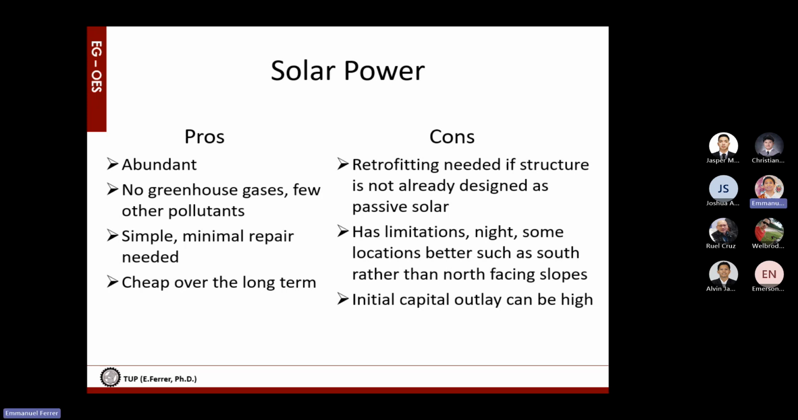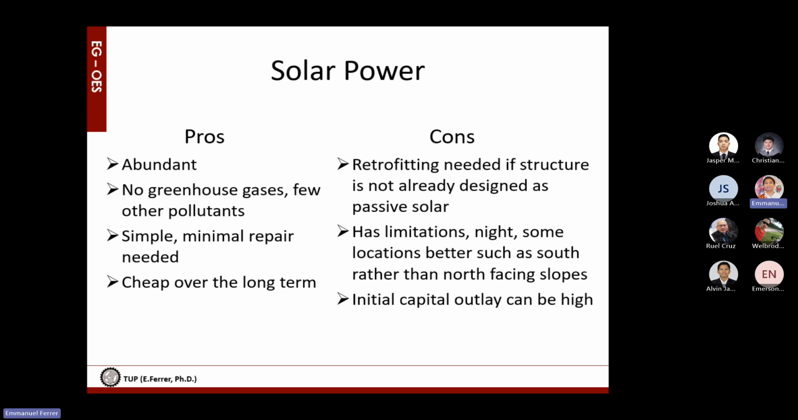Okay, but it's very abundant, no greenhouse gases, walang emission, no combustion. Simple, minimal repair, and cheap over the long term. As mentioned, ang ROI niya nasa mga 3 to 5 years. And then the rest, papakinabangan mo siya ng mga 20-25 years, yung PV. So, okay na rin. Kaya lang yung footprint medyo problem pa rin kasi may mga components din siya, syempre. Battery storage is one thing, no? Yung disposal niyan can be a problem as well.